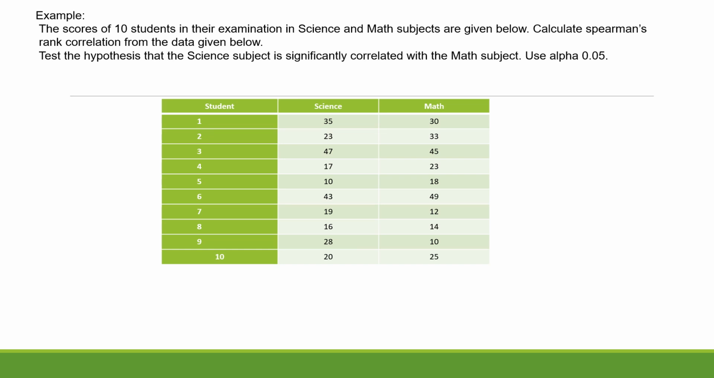Okay, we have here our example. The problem is, the scores of 10 students in their examination in science and math subjects are given below. Calculate the Spearman's rank correlation from the data given below. Test the hypothesis that the science subject is significantly correlated with math subject. Use alpha 0.05. Okay, these are our data.